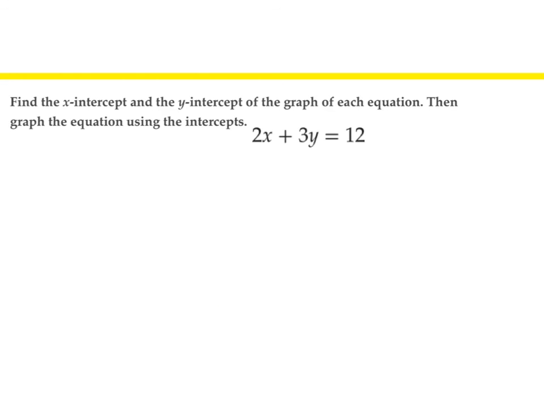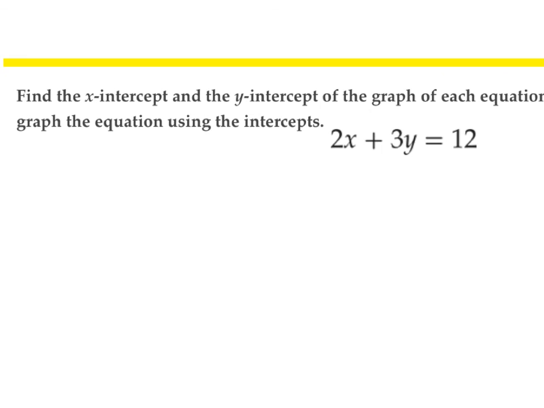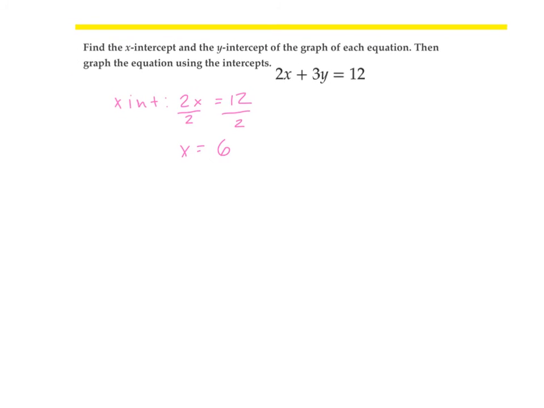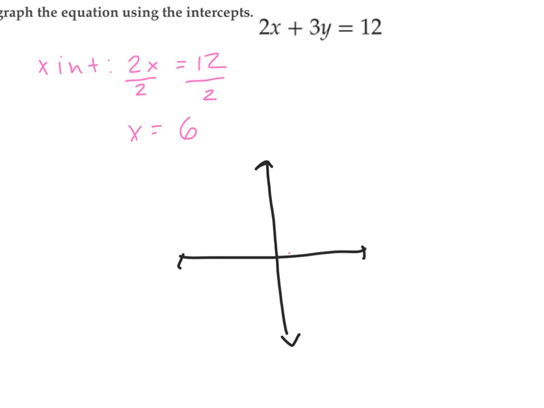So our last example, we need to do the same thing. How would we find our x-intercept? By making y 0. So we have 2x is equal to 12. How do we solve for x? Divide by 2. So x is equal to 6. So we can go ahead and graph that. We're going to go to the right 6 and put our point there because our graph crosses the x-axis at 6.